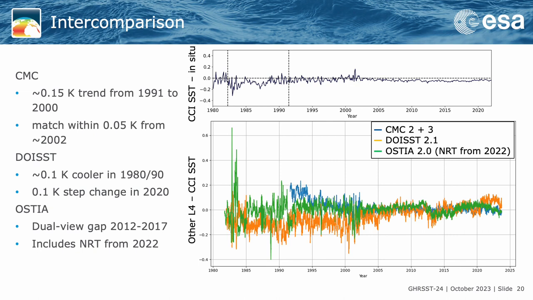The OSTIA reprocessing shows a few large spikes of several tenths of a degree in the 1980s. This is due to issues in the version 2 AVHRR data it is using. The agreement between CCI and OSTIA, particularly between 1991 and 2012, is unsurprising given that OSTIA ingests an earlier version of the CCI level 2 and 3 products. However, the data from 2022 onwards comes from OSTIA NRT, which does not use any CCI products.